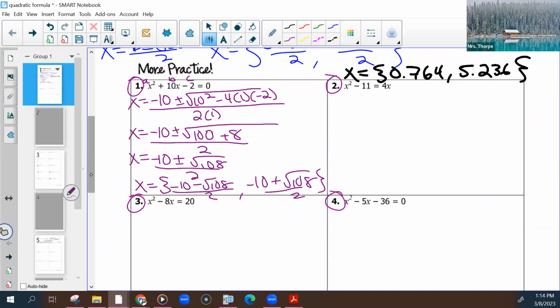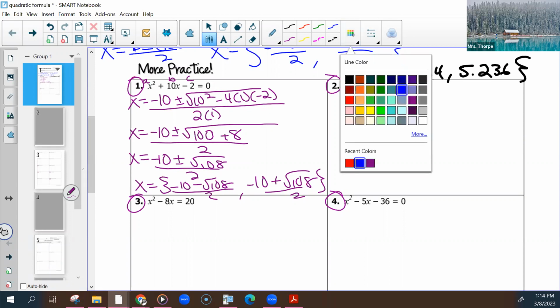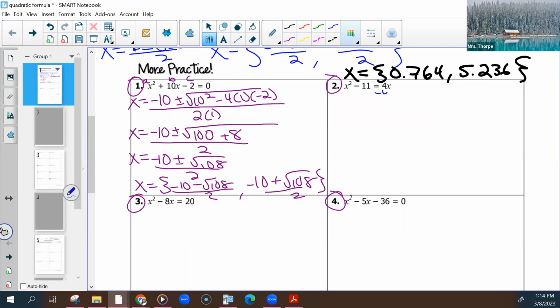What is different about number 2's equation from what we've been doing? It's not in the standard form. So we have to get rid of the 4x by moving it to the other side. When you move it to the other side, it's still going to be in the A, B, C format, so it would go in the middle.